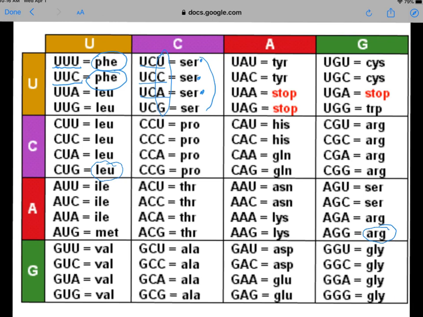Another thing about this code is that this same code applies to every living thing. So essentially, bacteria speak the same language as you, the same language as plants, the same language as fish, whatever it is. Your cells all speak this same language of DNA. AGG means arginine in you, and it also means arginine in a bacteria. That's why we can take a gene from you, like a gene for insulin, stick it into a bacteria, and that bacteria can read that gene just fine, and it will make human insulin, which is how we make insulin for diabetic people.